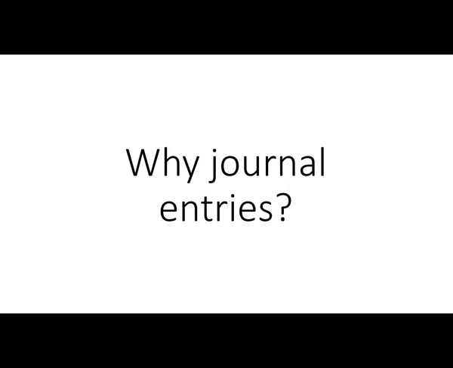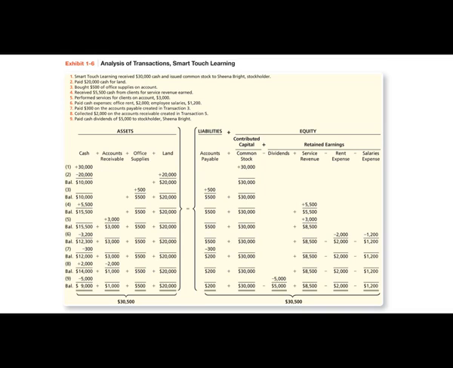So the first thing I like to talk about before we get started is why this process even exists. Why do we use journal entries? And the best way I think to look at it is to look at the results from our last chapter. This is what, after we did our 9 transactions, our report essentially looked like. This is what the results of all of our transactions were.